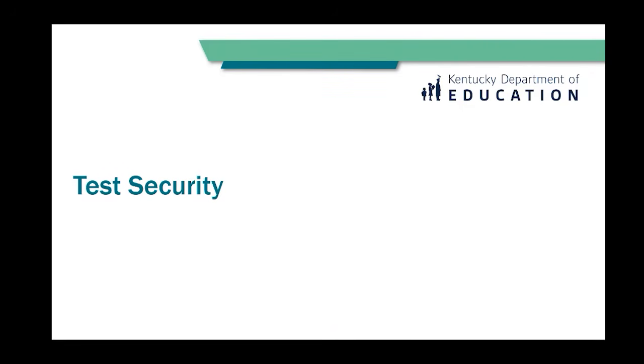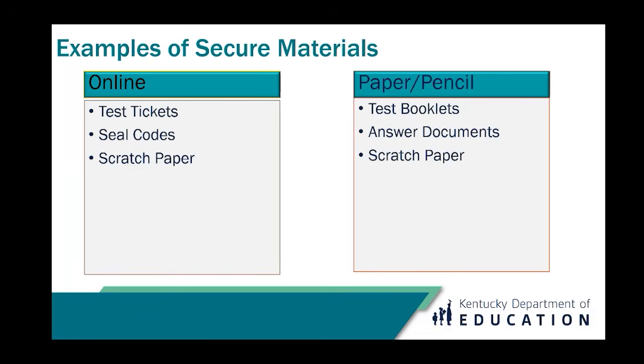Now, let's take a look at test security. Secure test materials will vary slightly by assessment, but the most common examples are shown on this slide. For online testing, test tickets and seal codes, such as the ones created from the PAN system for TestNav that students use to test, are considered secure materials.